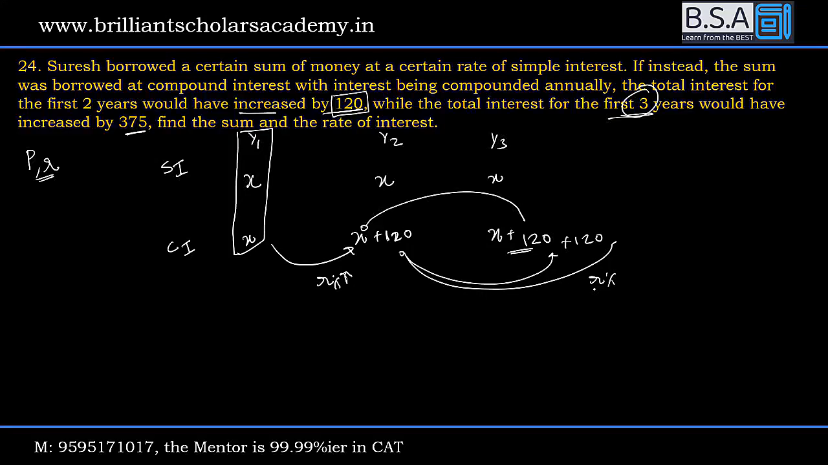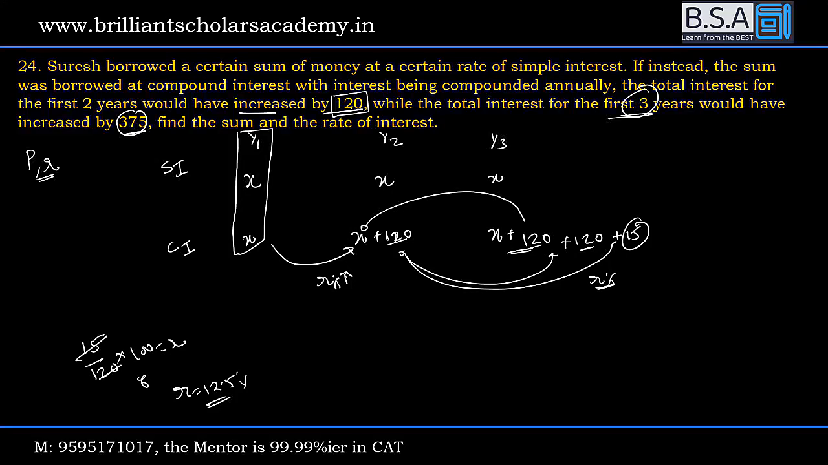So what is the 3 years gap? See, total is 375. This is 120, 120, 120. That is 360 plus 15. This 15 rupees is R percentage of 120. Cancelled, cancelled. Rate of interest is 12.5%. Take your time, observe. Are you able to understand what I have done here?